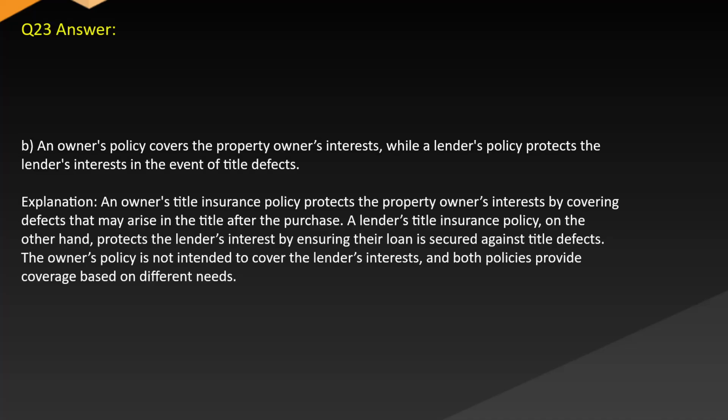Answer: B. An owner's policy covers the property owner's interests, while a lender's policy protects the lender's interests in the event of title defects. Explanation: an owner's title insurance policy protects the property owner's interests by covering defects that may arise in the title after the purchase. A lender's title insurance policy, on the other hand, protects the lender's interest by ensuring their loan is secured against title defects. The owner's policy is not intended to cover the lender's interests, and both policies provide coverage based on different needs.